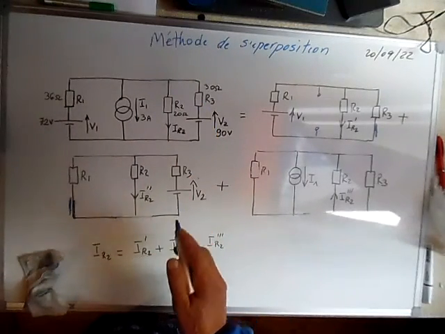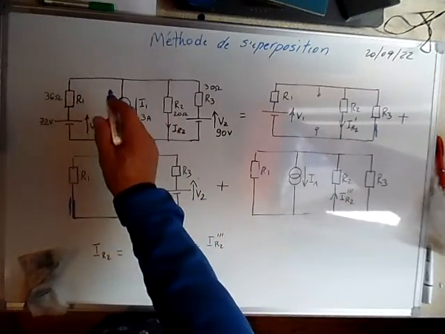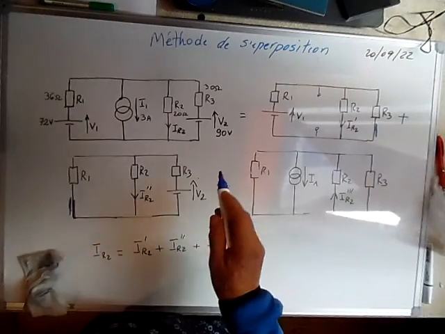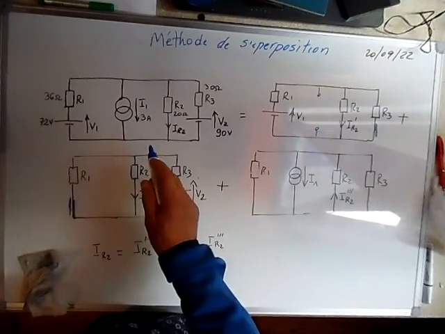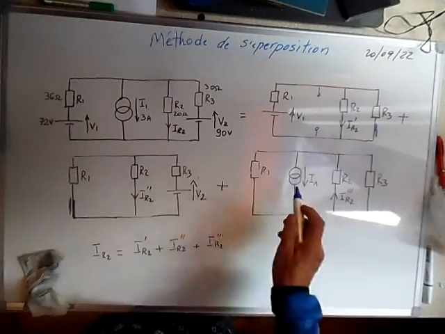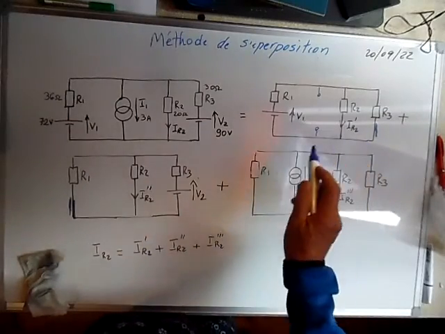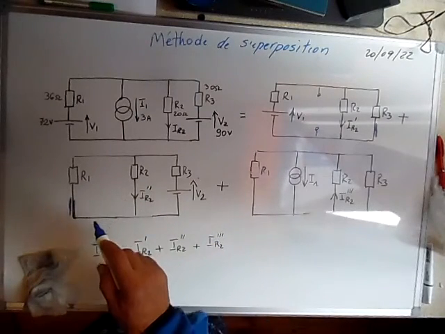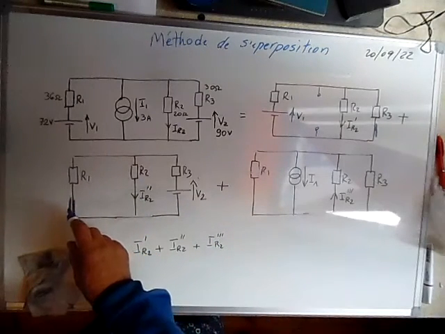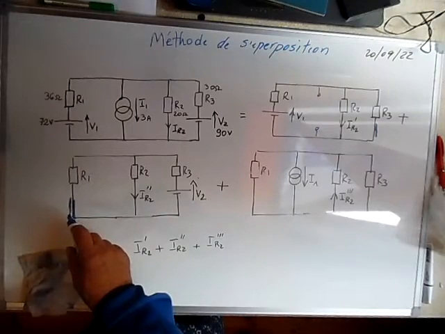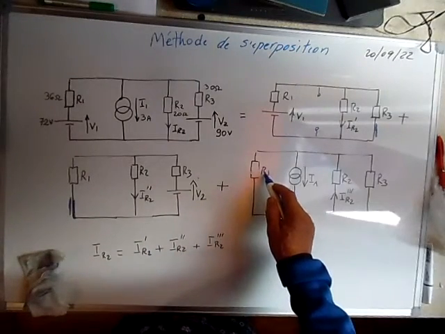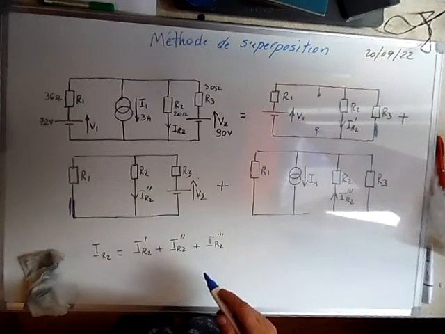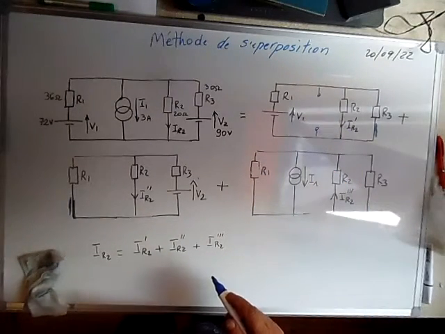Superposition says if we have n sources in a circuit, we can divide this circuit into n circuits where only one source is working. The others are transformed into a short circuit if it's a voltage source, and into an open circuit if it is a current source.